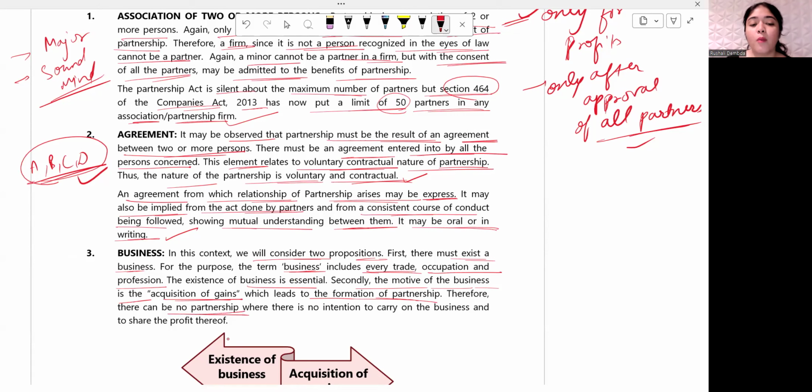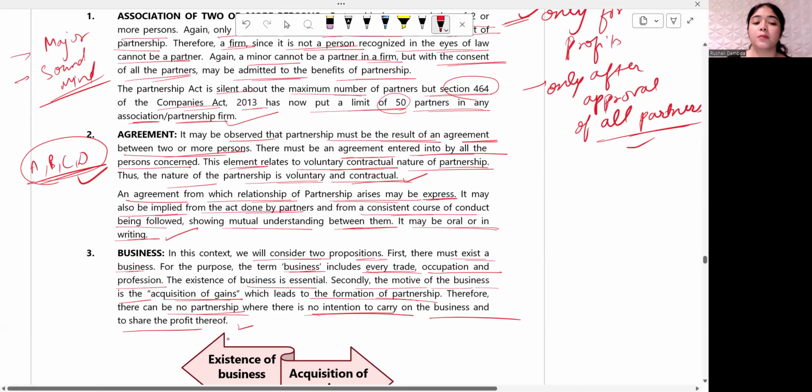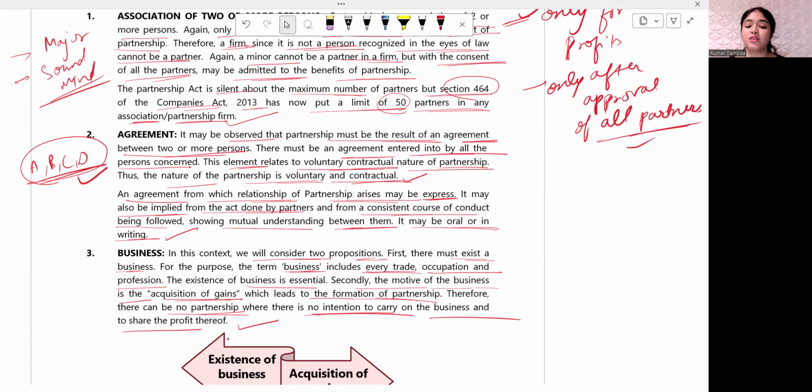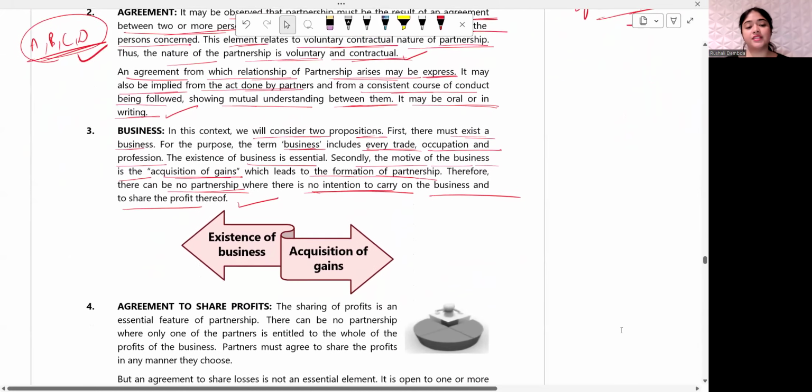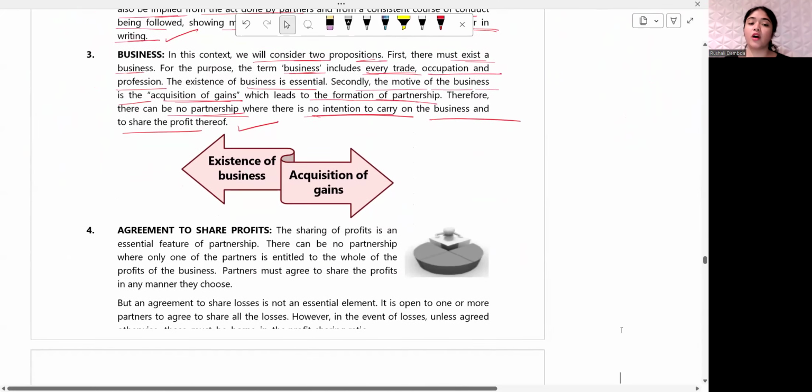Therefore, there can be no partnership where there is no intention to carry on the business and to share the profit thereof. If you don't have the intention of carrying on the business or to share the profit, a partnership cannot come into existence. What they have given over here, existence of business and acquisition of gains, these are two important elements for a partnership.